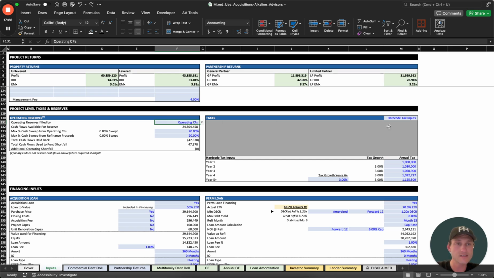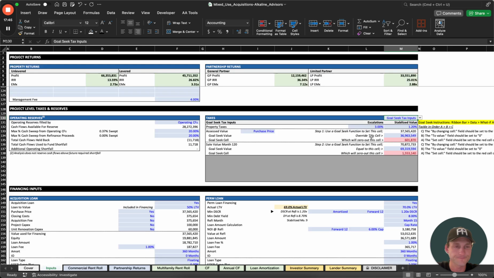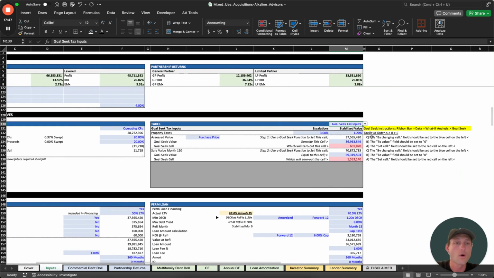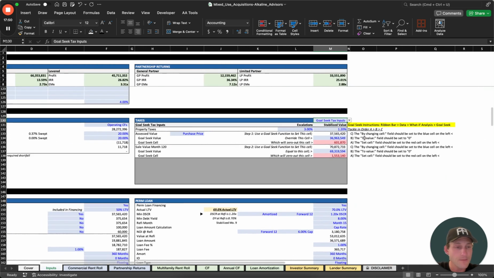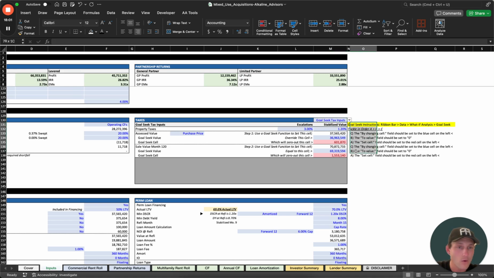So we built this tax section out so that you can analyze taxes in 2 ways. The first is you can just manually input the tax figure per year up through year 5 and then grow year 5 at X% per year thereafter. Or we can toggle this to goal seek. And if we goal seek, we're actually using an iterative type of calculation, but we don't have any circular references or macros in the model. So we have to iterate manually, or I guess we have to iterate with an Excel function called goal seek.